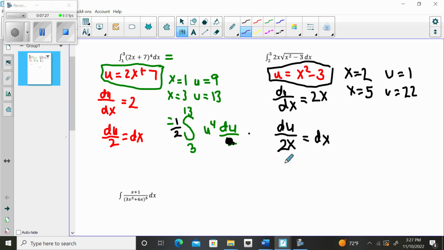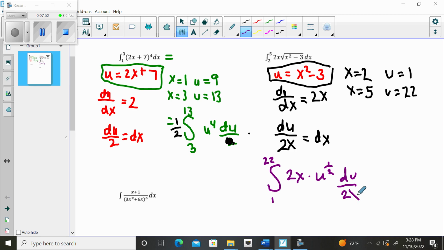Okay, so plug in, substitute everything for its equal. I have 1 and 22 are now my bounds, and the 2x, and I've got u to the half. The dx was equal to du over 2x.